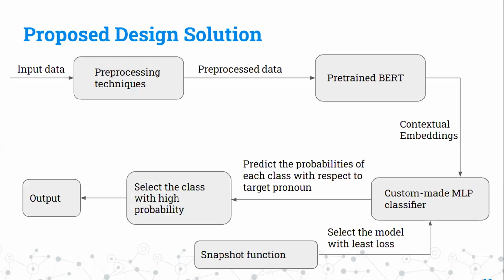And coming to the proposed design solution, the input data is processed with pre-processing techniques such as tokenization and insertion of various custom tags, and this pre-processed data is passed to the pre-trained BERT, which in turn gives us the contextual embeddings. These contextual embeddings are passed to the custom-made NLP classifier. Using a snapshot ensemble function, we were able to select the model with the least loss score. Using that model, we predict the probabilities of each class with respect to the target pronoun, and the class with the highest probability is selected as the output.